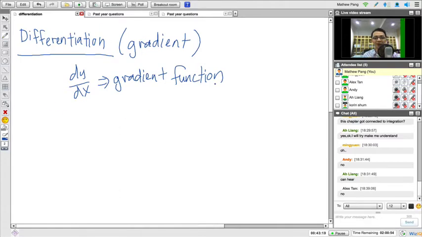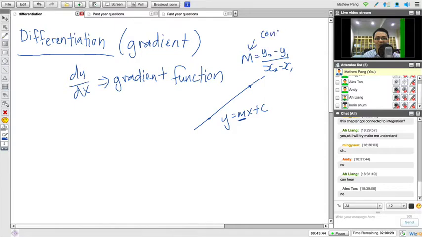So for example, if you have a straight line y = mx + c, you can easily find m, because you just need to take 2 points and substitute into the formula (y2 - y1) over (x2 - x1), then you can get the gradient easily. But for a straight line, the gradient itself is constant. Why do we call it constant? Because the gradient will be the same no matter at which coordinate.